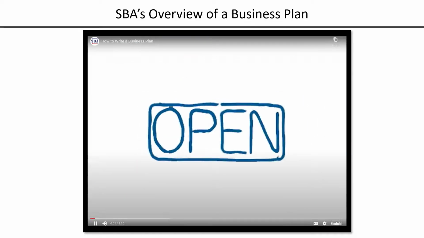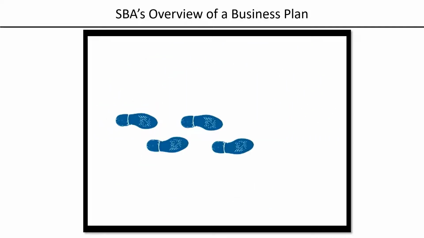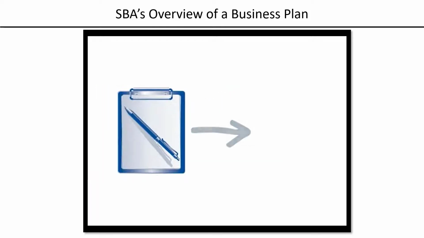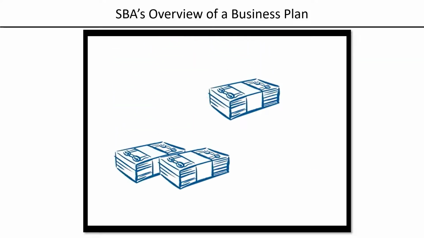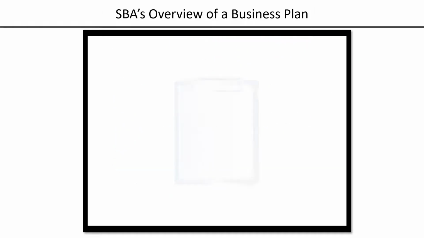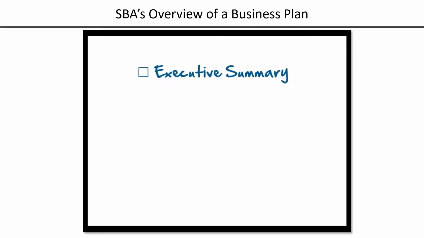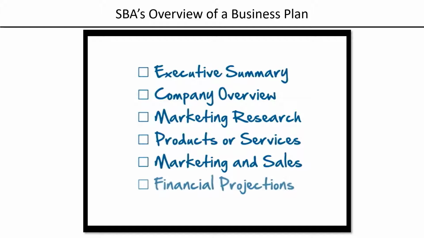Are you interested in starting a business? Creating a business plan is the most important step you can take towards success. Think of a business plan like a roadmap. It sets the direction for the early years of your business and outlines how you plan to make sales and grow revenues. A business plan generally includes 6 sections. They are an executive summary, a company overview, market research data, a description of your products or services, your marketing and sales approach, and your financial projections.